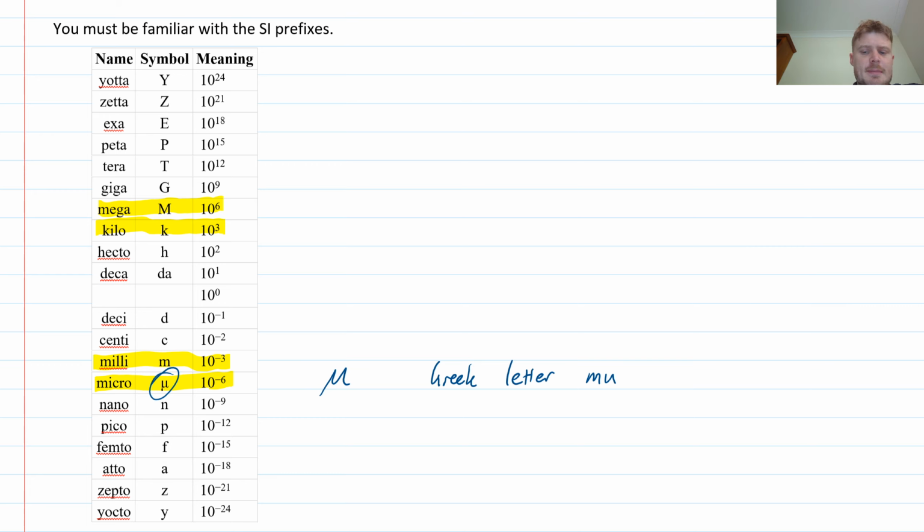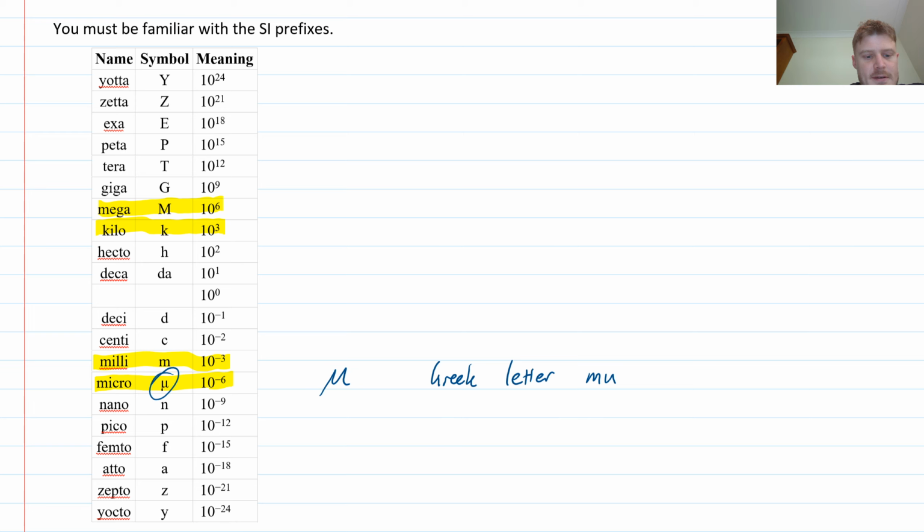Sometimes when people type, they just use the plain letter U. So you see, for instance, UM for micrometers. So this is kind of sloppy and incorrect. So kind of please don't do this. You should have the proper Greek letter mu when you use this SI prefix.